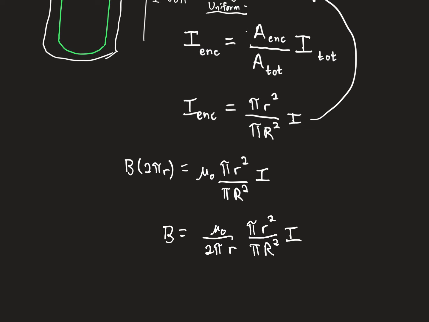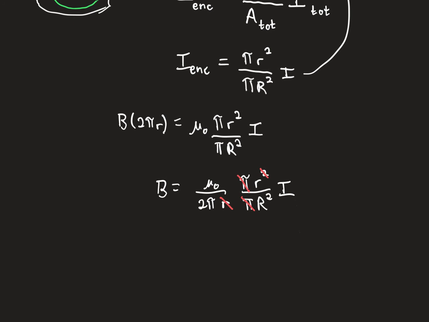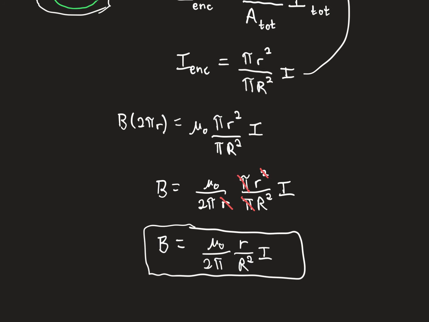I can cancel some stuff out. I can get rid of the little r squared, get rid of that square. That cancels with one of the little r's. I can get rid of 2 of the pi's. Why you'd want to get rid of pi, I have no idea. It's delicious. B equals mu naught over 2 pi times little r over big R squared times I. There's my magnetic field if I'm inside of a wire.